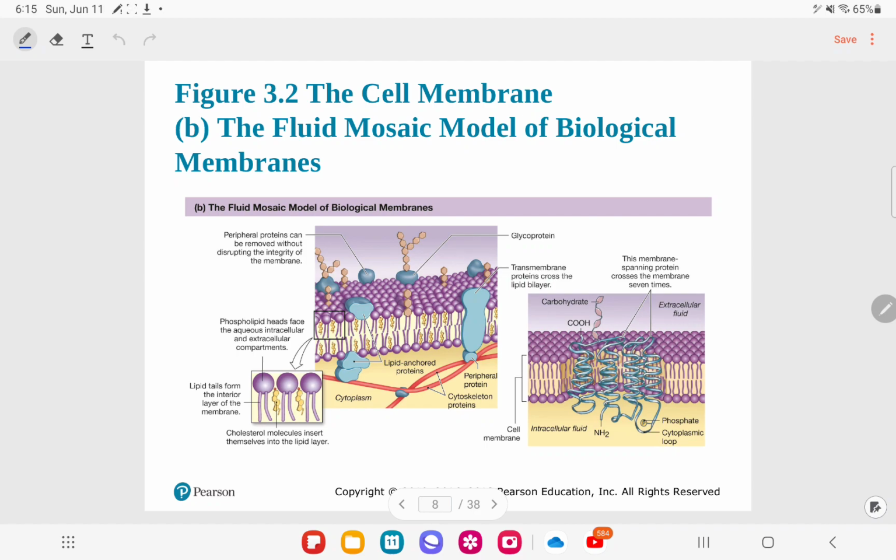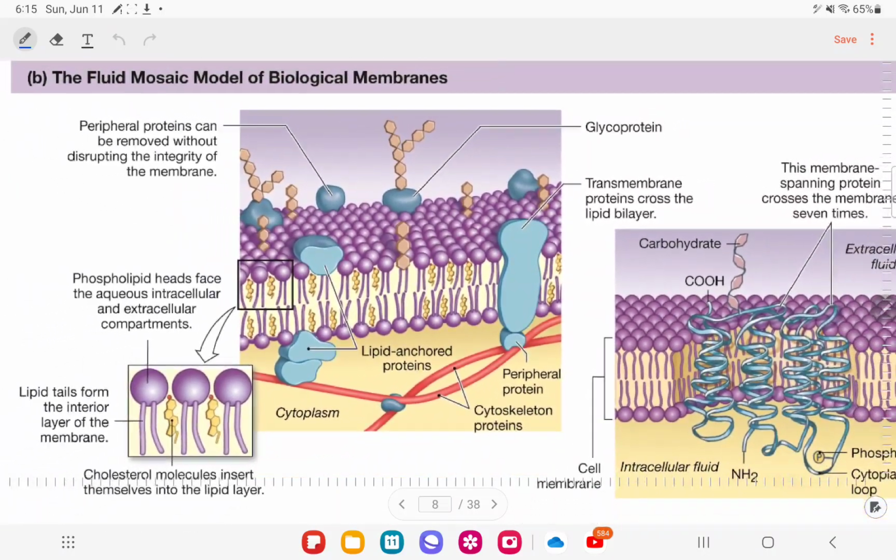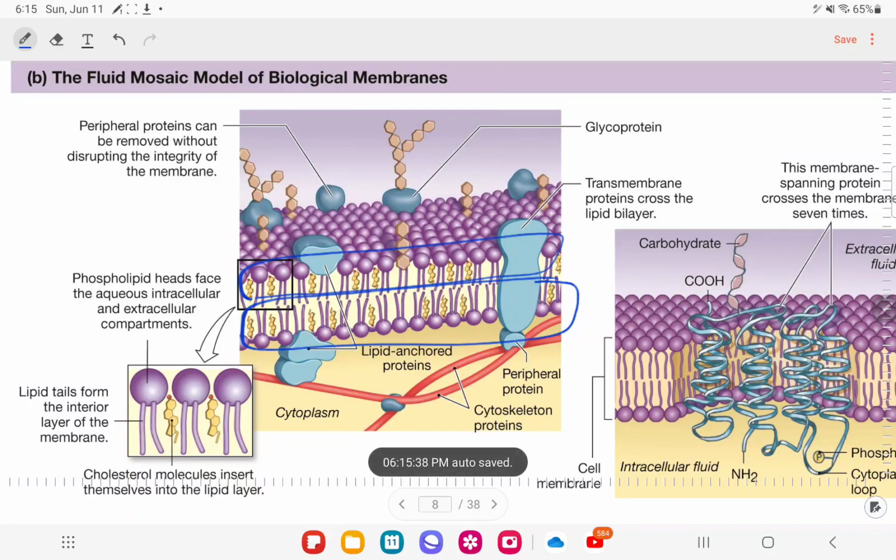When we're looking at this biological membrane, of course, it's going to be made up of phospholipids. It's going to be a phospholipid bilayer, so one layer of phospholipids and then another layer of phospholipids. Also making up our cell membranes, notice how we have cholesterol embedded in there, helping with the rigidity of our cell membrane.